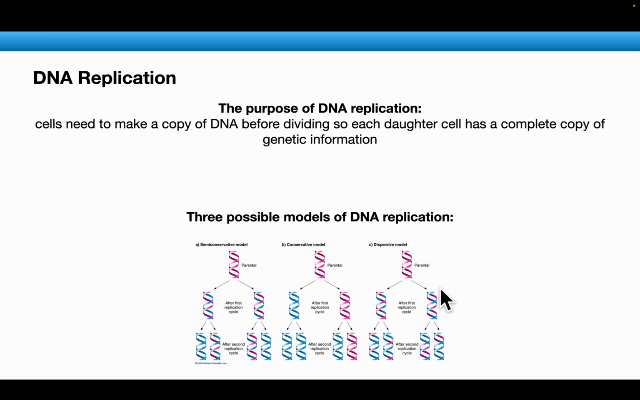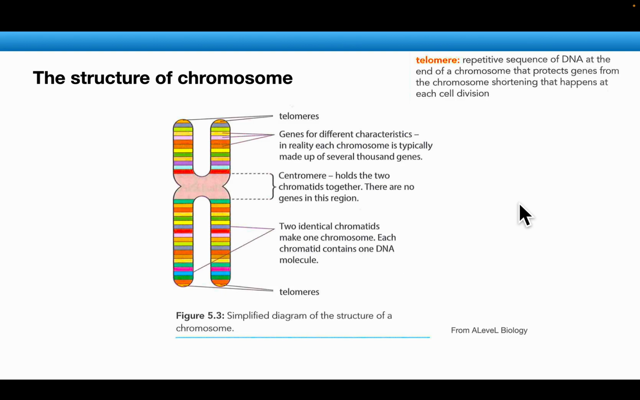So the scientists have proposed 3 different replication models to explain this process. They are the semi-conservative model, conservative model, and dispersive model. All 3 methods of replication are interesting, but before looking at these models, we have to know the structure of a chromosome. Look, this is a chromosome, and these are telomeres.